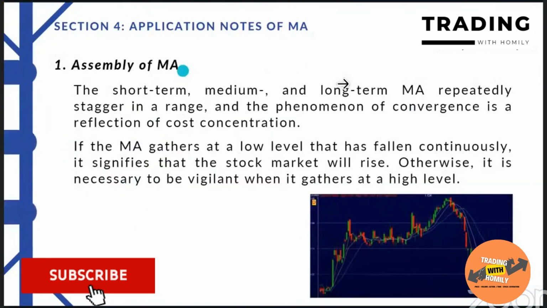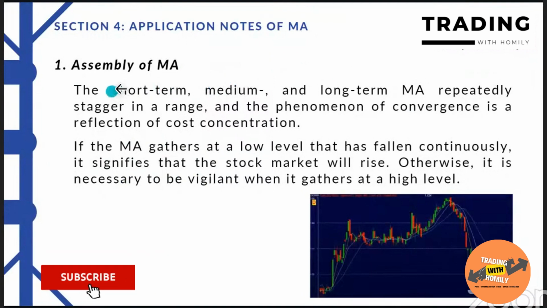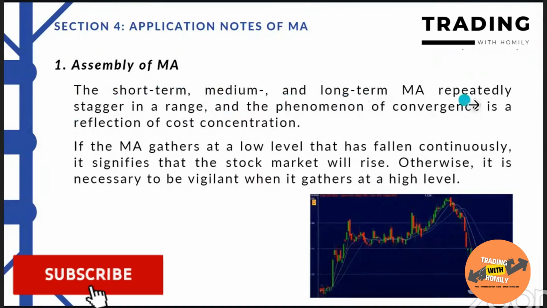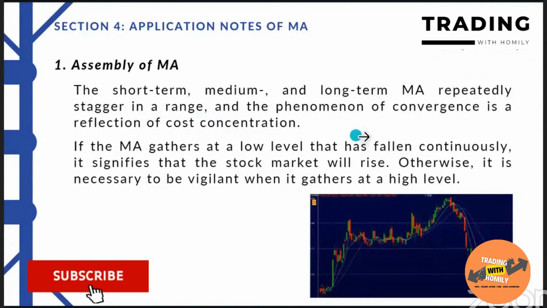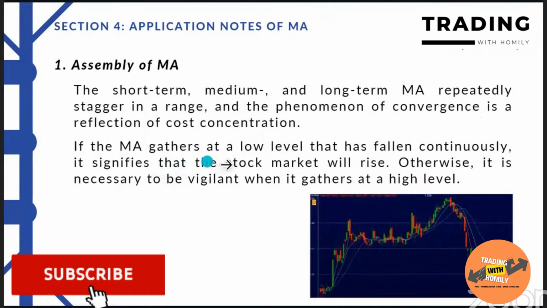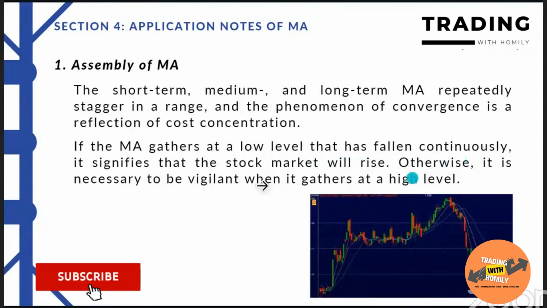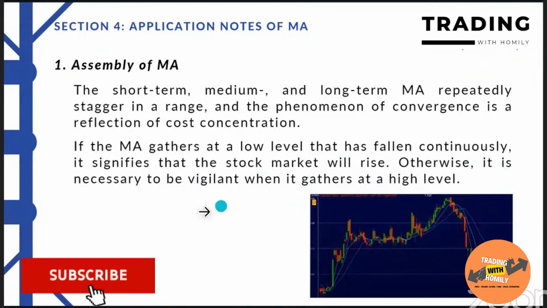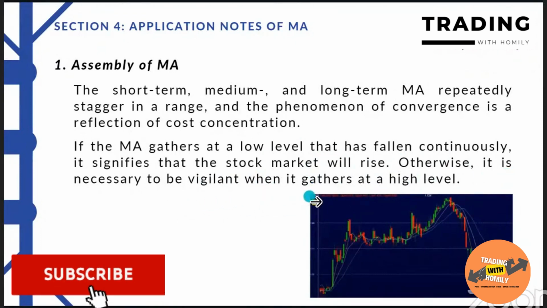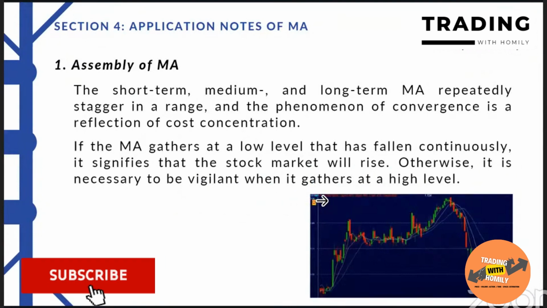Okay, for the application notes of MA here, assembly of MA. The short-term, middle-term, and long-term MA repeatedly strengthen in a range, and the phenomenon of convergence is a reflection of cost concentration. If the MA gathered at a low level that has fallen continuously, it signifies that the stock market will rise. Otherwise, it is necessary to be vigilant when they gather at a high level.